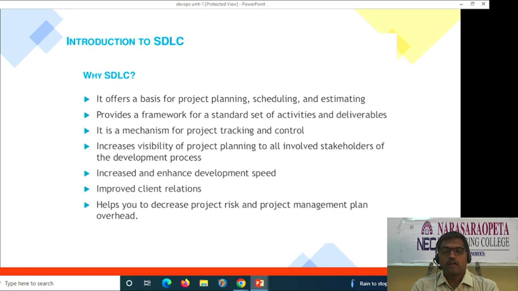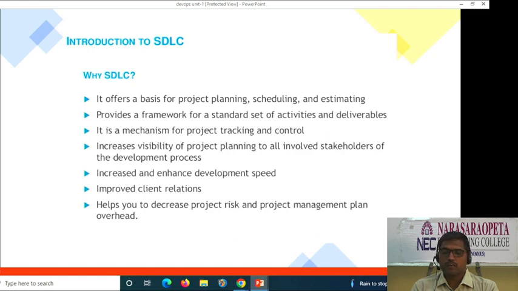Next, it is a mechanism for process tracking and control. You have a step-by-step process when you are tracking the development of your process. Tracking means immediately the controlling of your system, controlling of your process, controlling of your steps. These all come into that.